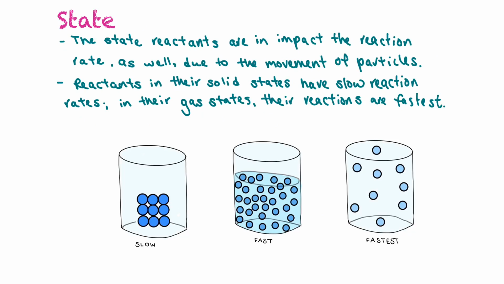Another factor that affects the reaction rate would be state. The state that reactants are in impacts the reaction rate as well because of the movement of particles. In solids, the particles can only just vibrate in place basically, so they will have slower reaction rates than that same substance in liquid or gas form. Reactants in the gas state would have the fastest reactions because those molecules are not being held together. They can move freely amongst the system and can bump into things because they're moving much faster than a solid or a liquid form of the same substance.